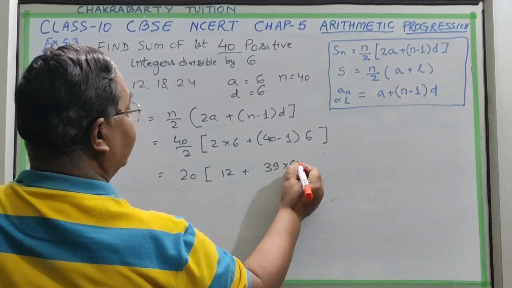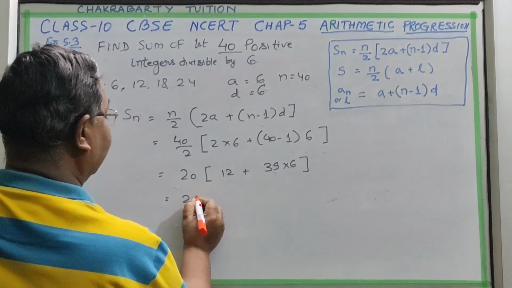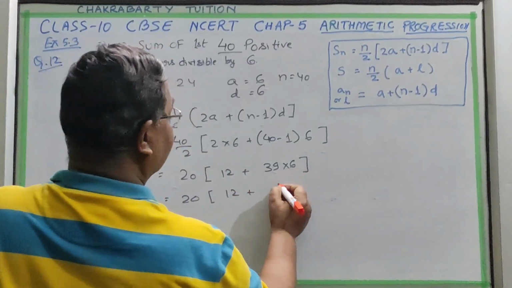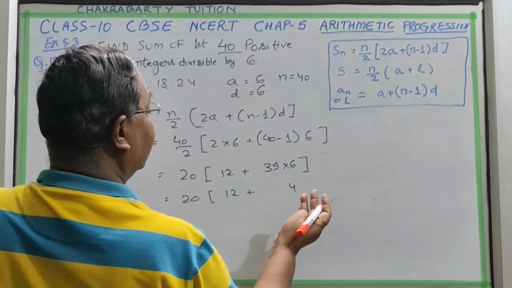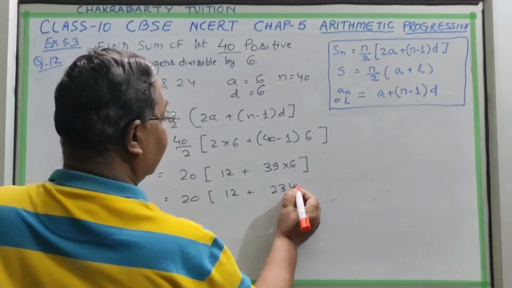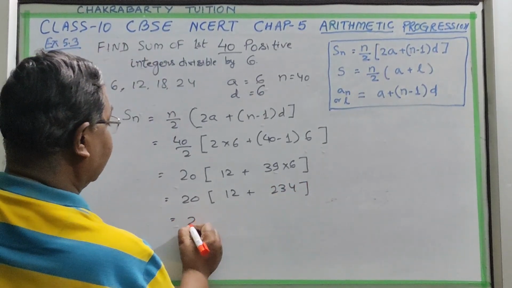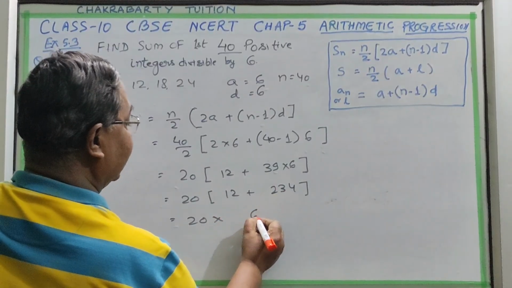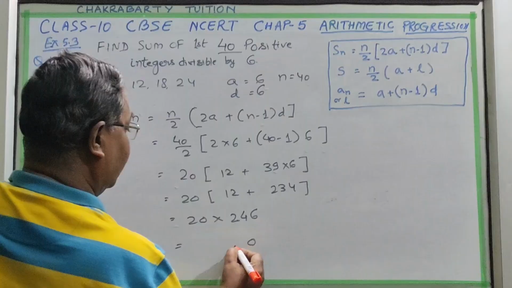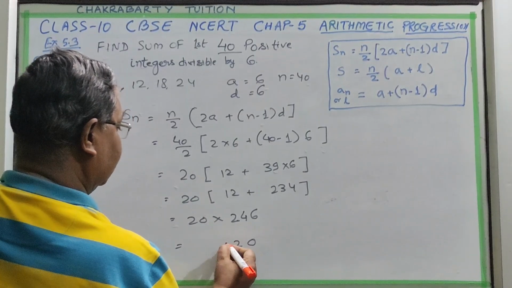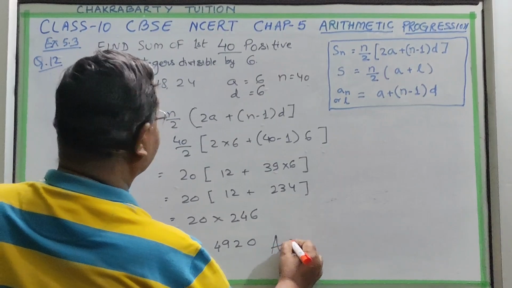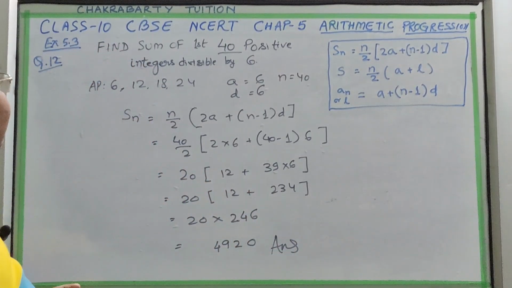39 into 6 will become 234. So S is equal to 20 into (12 plus 234), which is 246. 20 times 246 is 4920. That will be your answer. So question 12 is over.